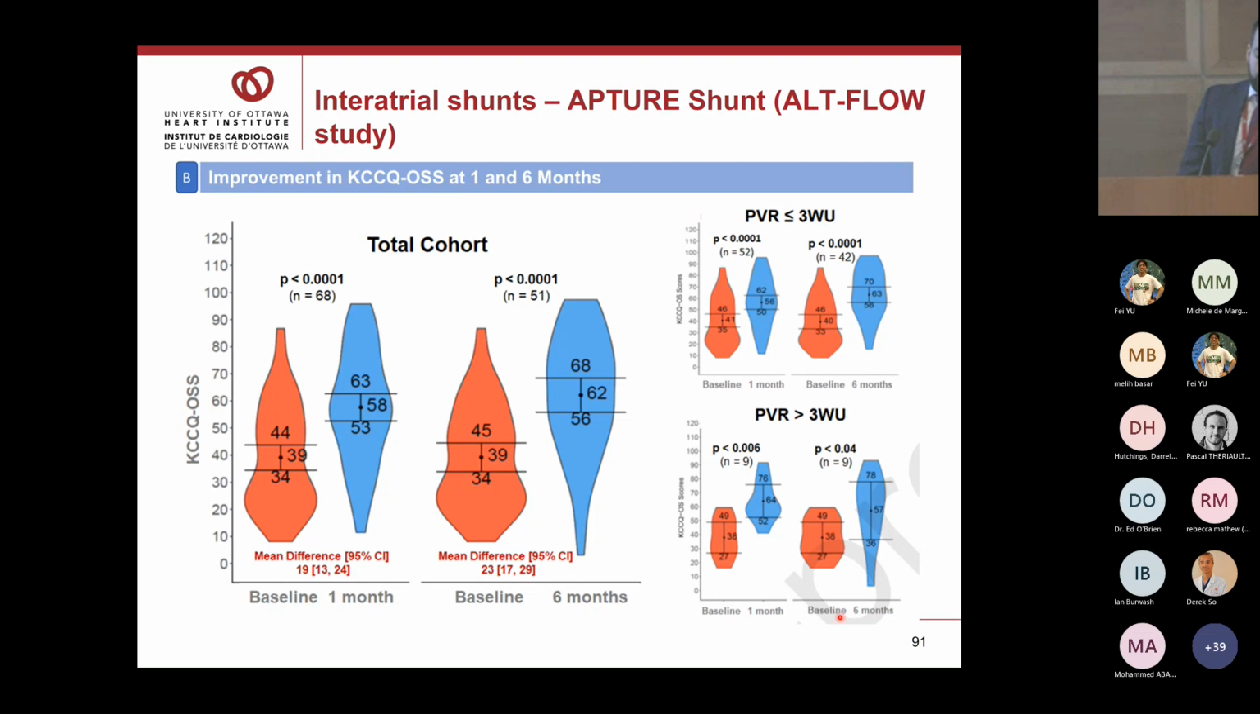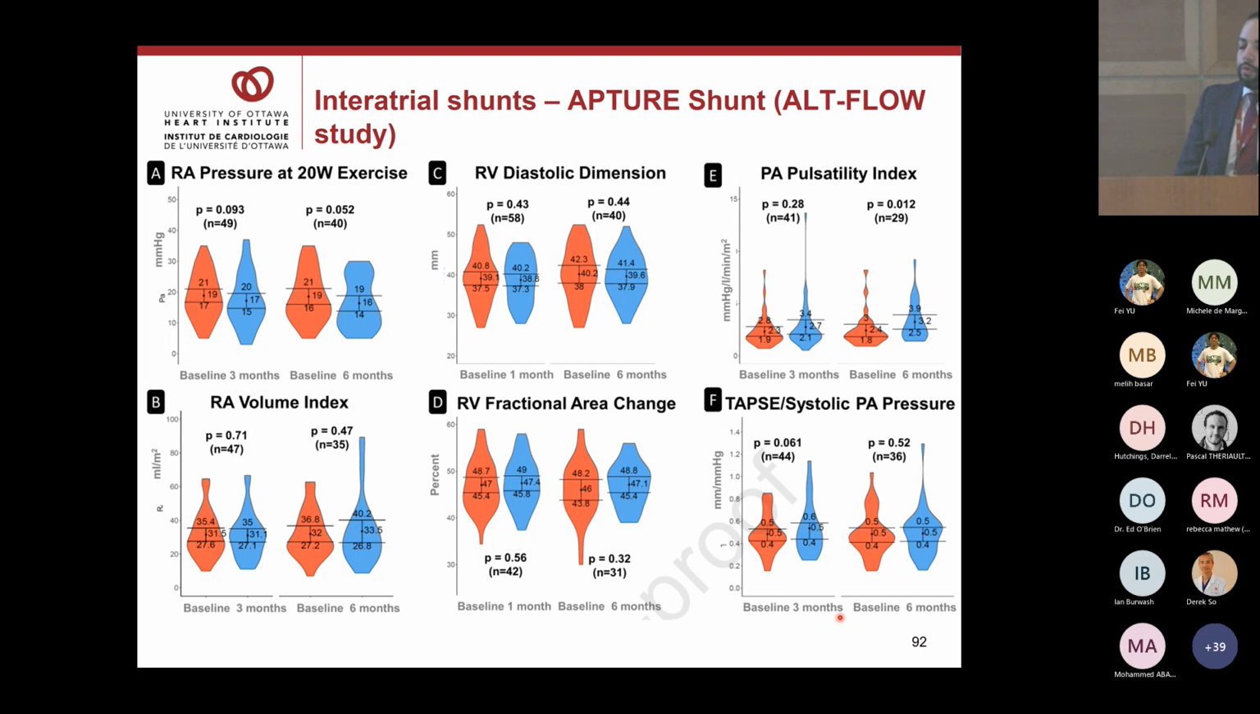And with regards to the concern about RV dilation or elevated RV pressures, right-sided pressures, they didn't see that in this study with this device. So no difference in RA pressure, no difference in RA volume, no difference in RV dimension, and no difference in markers of RV systolic function. So importantly, it doesn't cause, as far as we know, issues with the RV. This is all at 6 months.